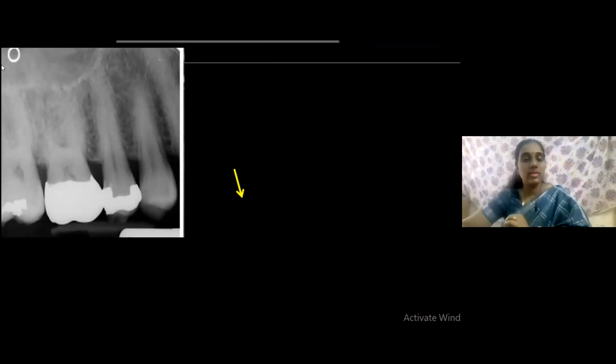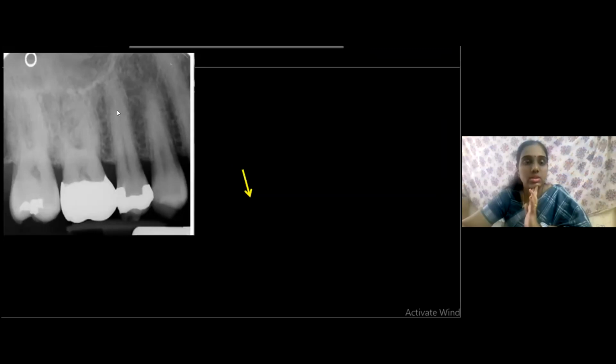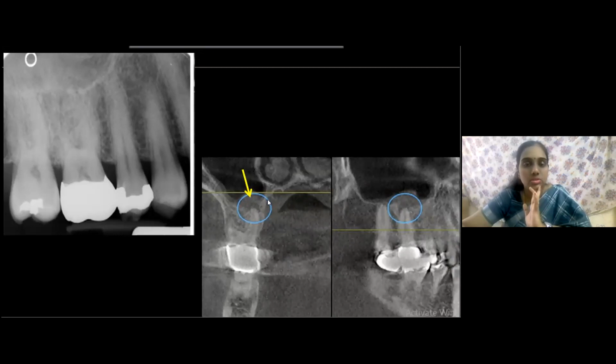In this radiograph, I'm not able to make out anything. This is an intraoral periapical radiograph. There is some widening of the periodontal ligament space in the distobuccal root, and there's some amount of bone loss here. This is a CBCT of the same case. The patient was having chronic pain, and when you see the CBCT, you could see that there is a periapical lesion, and there is a breach in the floor of the maxillary sinus causing some mucosal thickening in the maxillary sinus.